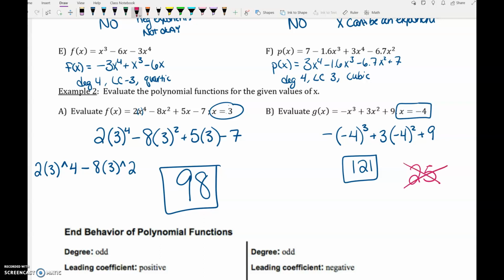Your calculator would be taking 4 squared and then sticking the negative on the front. And we don't want the calculator to do that. We want the calculator to take the number negative 4 and square it. So the parentheses are incredibly important to get the correct answer. Now, technically, I should tell you that for A, you should write your answer as f of 3 equals 98, but I'm not going to be that picky. And then B, g of negative 4 equals 121.